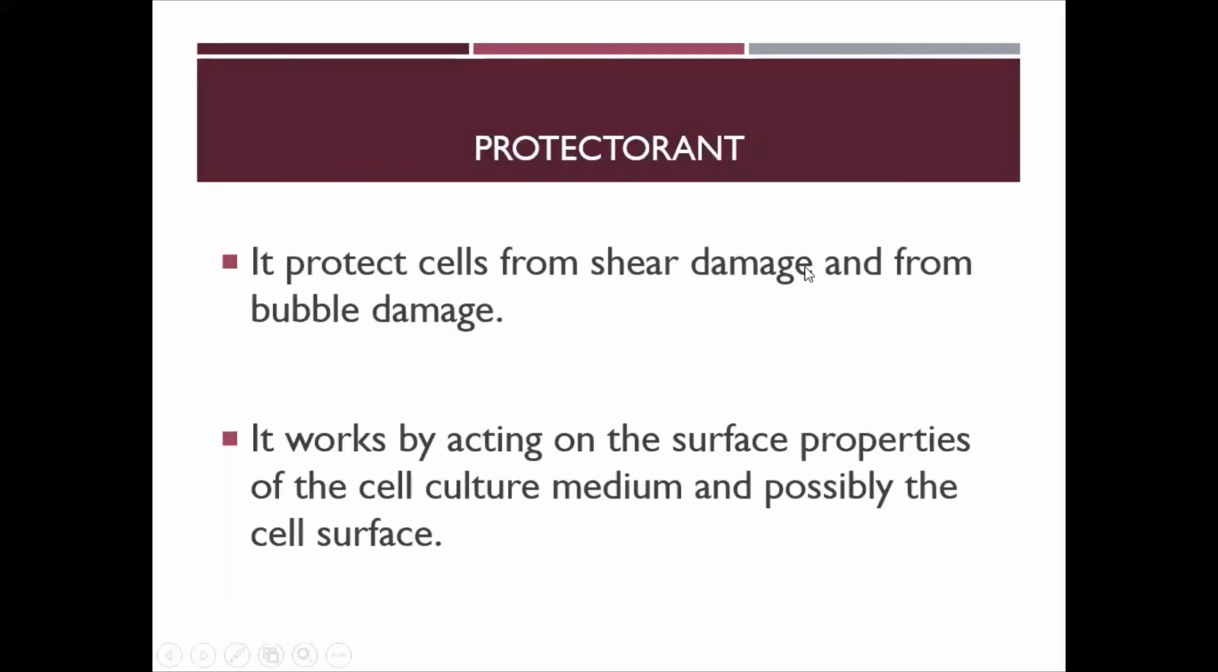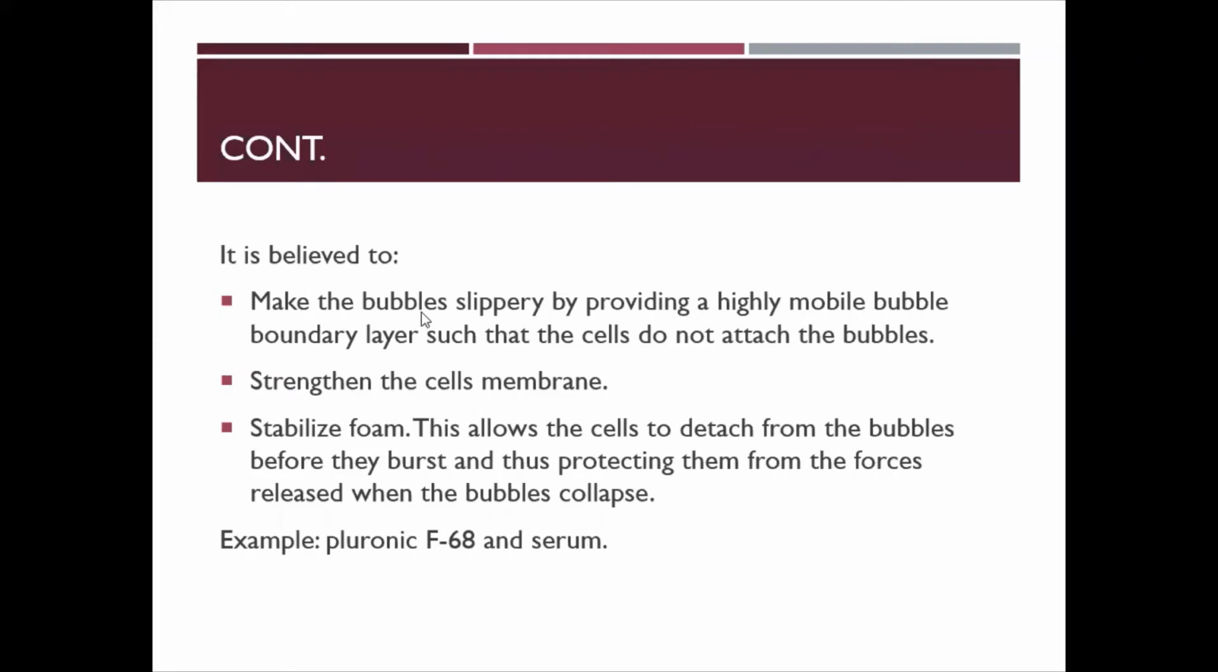Now, talking about the protectorant, as I mentioned, this will protect from shear damage and also from bubble damage. It works by acting on the surface properties of the cell culture medium. It is believed that it makes the bubble slippery. What does it mean by making the bubble slippery? It means the cells are not going to get attached or trapped in the bubbles.